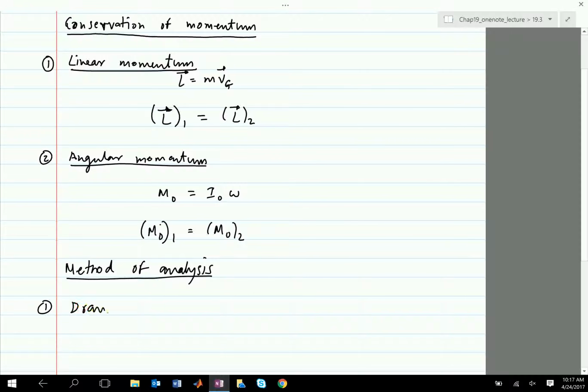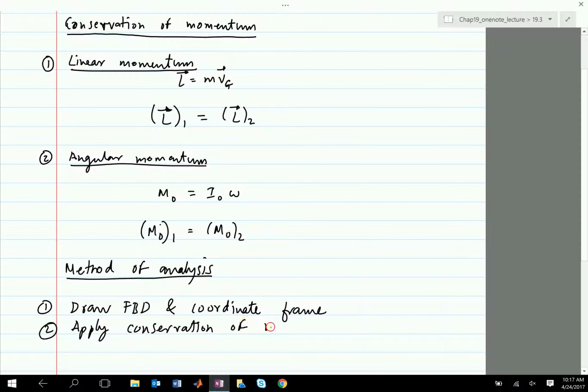So method of analysis. One, draw FBD and coordinate frame. The second point is apply conservation of momentum.